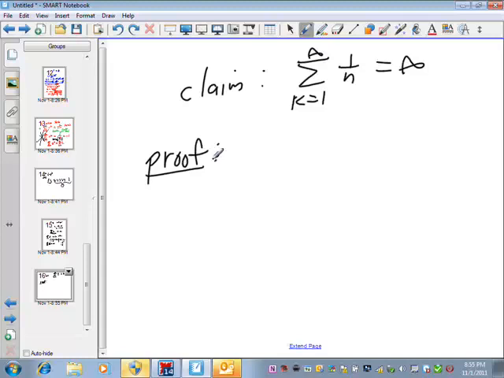Wow, I haven't done this proof in a long time. Maybe 5 years or something like this. Wait, whenever I had the last test, 2006.